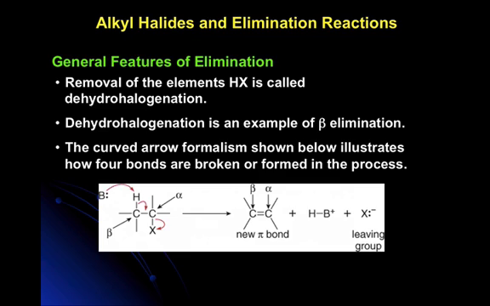This reaction, since we are eliminating hydrogen and a halogen, is also known as a dehydrohalogenation reaction. A lot of nomenclature here. We can call it a dehydrohalogenation. We can call it a beta elimination. We can call it just an elimination reaction. There's a lot of different ways to call it.